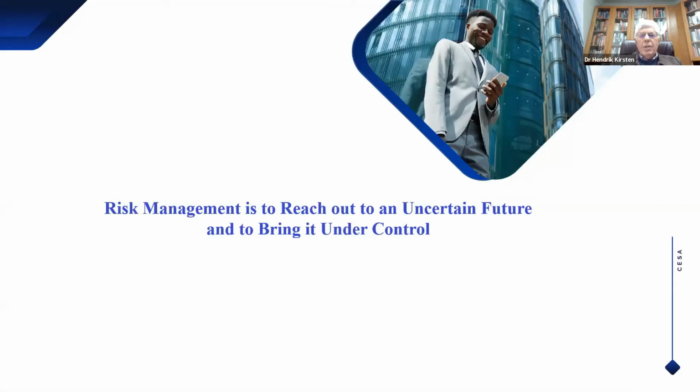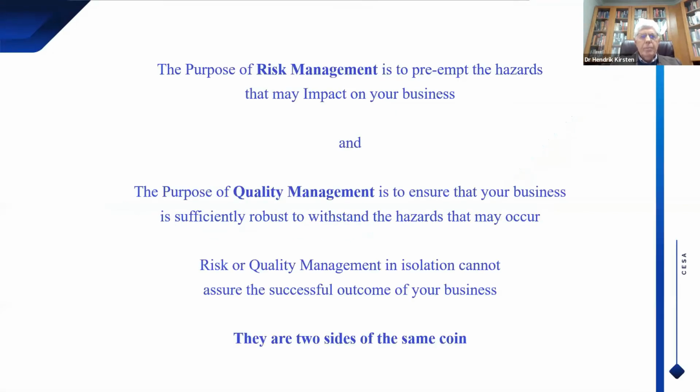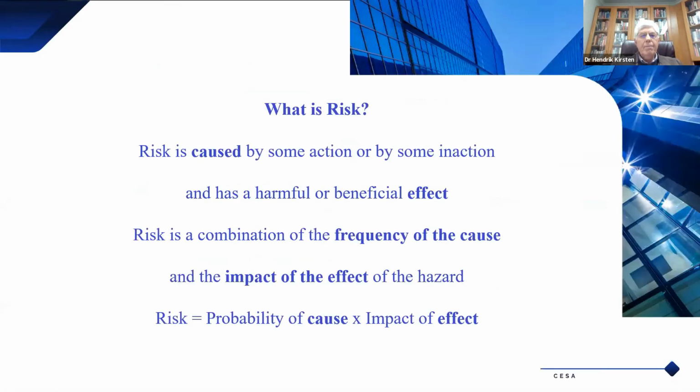Risk management is to reach out to an uncertain future and to bring it under control. The purpose of risk management is to preempt the hazards that may impact on your business, and the purpose of quality management is to ensure that your business is sufficiently robust to withstand the hazards that may occur. Risk or quality management in isolation cannot assure the successful outcome of your business. They are two sides of the same coin.